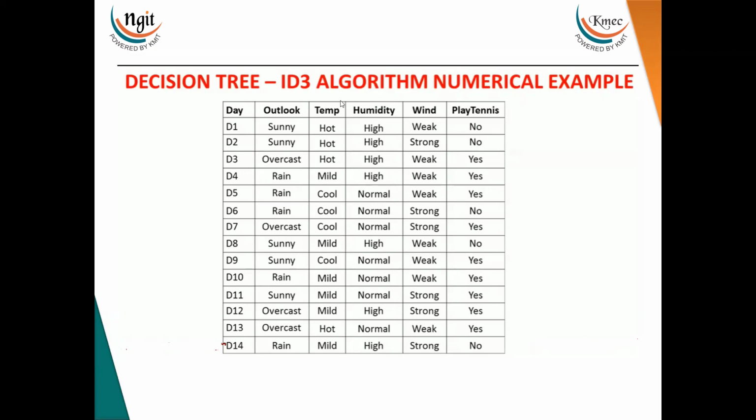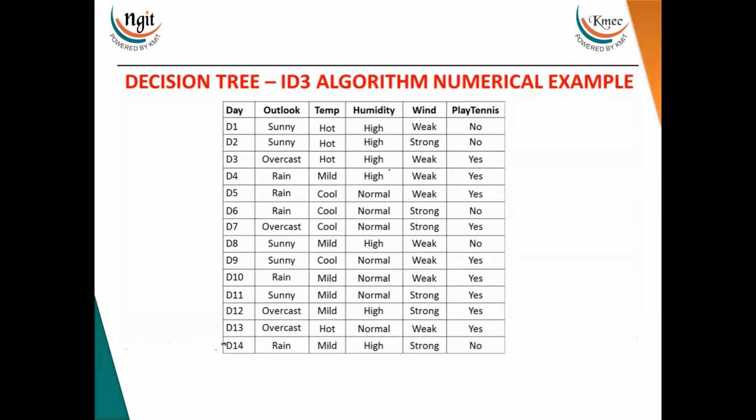This is a given data set where we have four attributes: outlook, temperature, humidity, wind, and there is a class label. This is a class label, or else we can also say that it is a target label where we have two values. This is binary classification, that is yes or no.